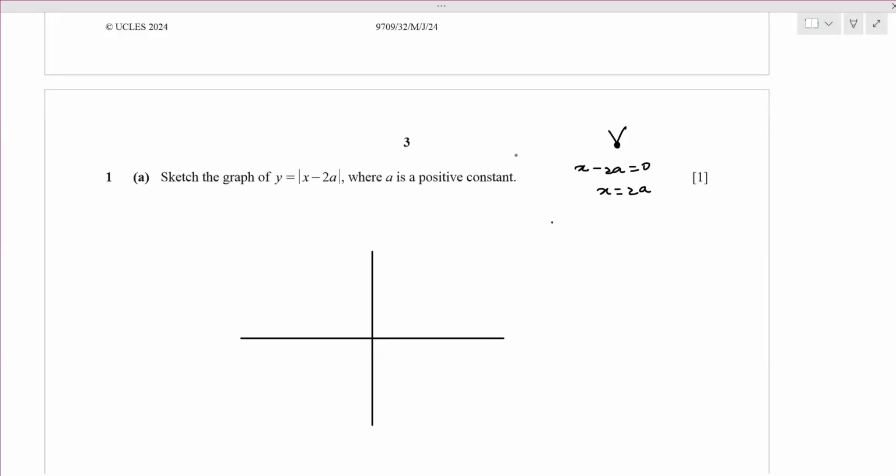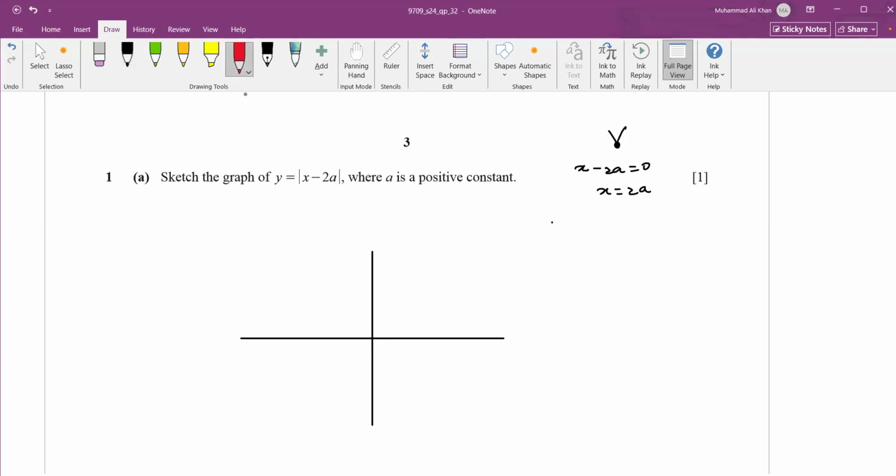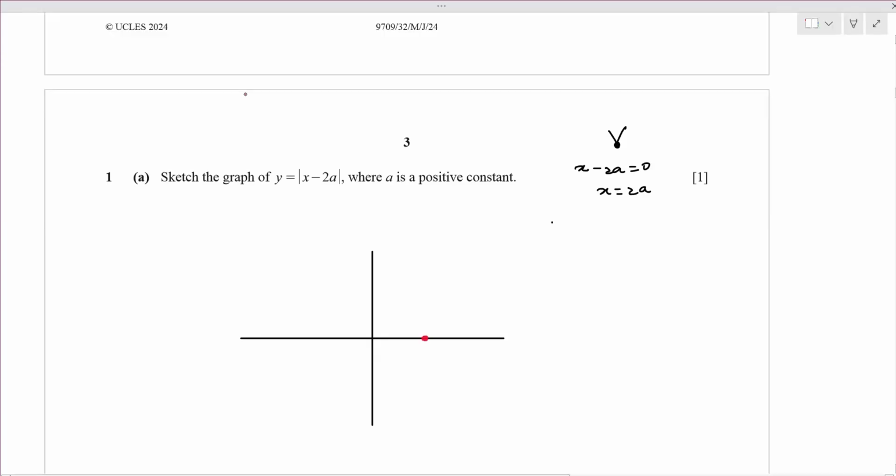Here it is written that a is positive. So it means we have to stay on the positive side. Here it is 2a. Let's just make a V. And this is the graph of the modulus function, for 1 mark.